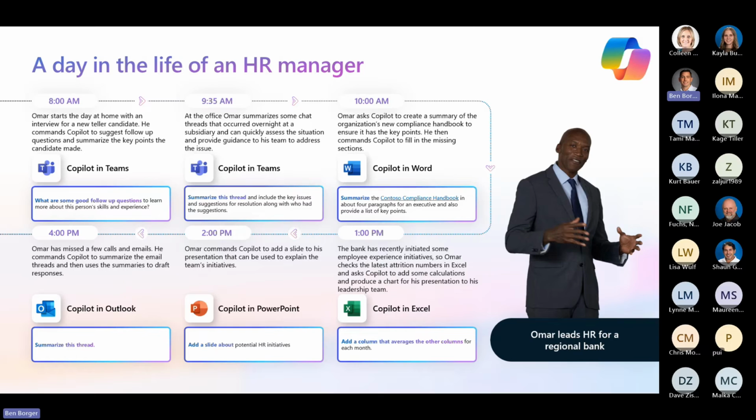He switches over to Copilot for PowerPoint and generates several slides to explain the team's new HR initiatives. Finally, he flips back to Outlook and uses Copilot to summarize email threads and draft responses.